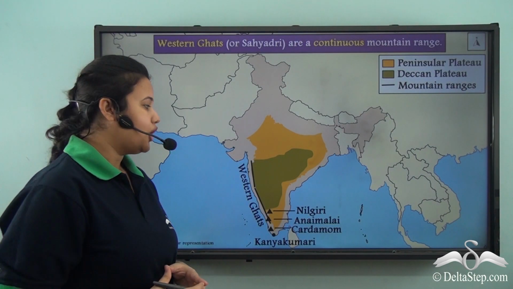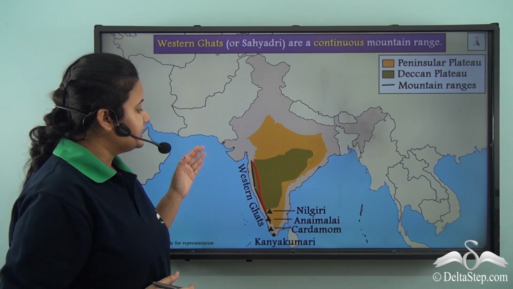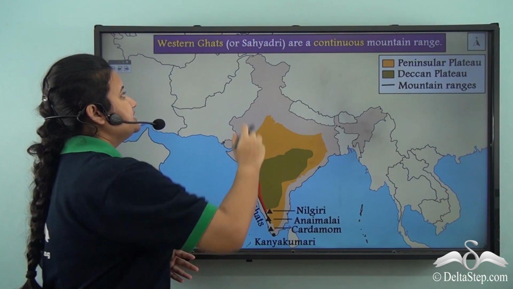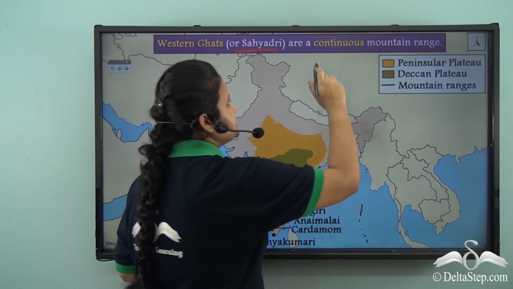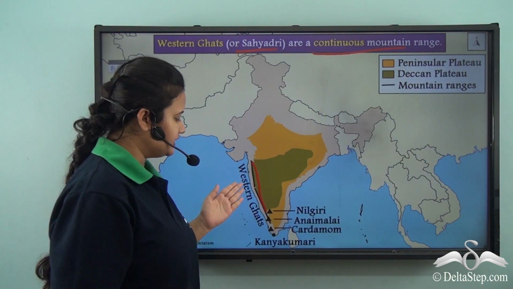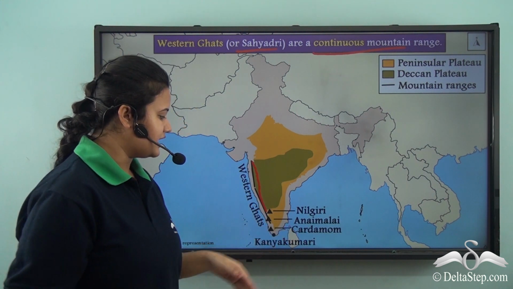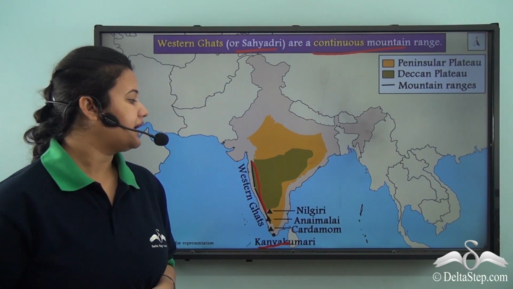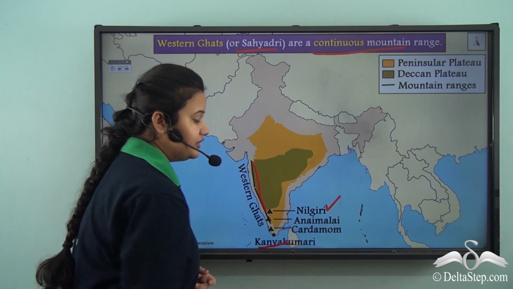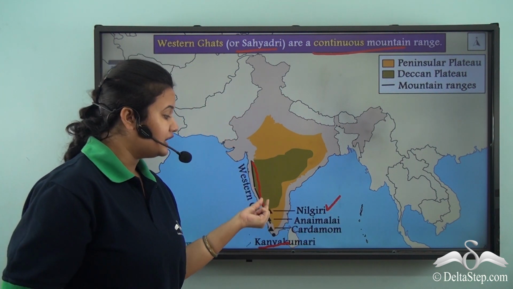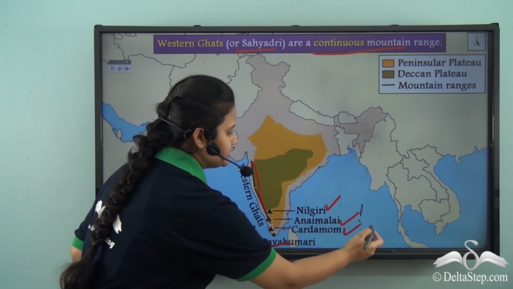Now as we know, Western Ghats forms the western boundary of Deccan Plateau. Another name for Western Ghats is Sahyadri. And Western Ghats is a continuous mountain range, as we can see here. That is, this range is mostly continuous and it extends up to Kanyakumari. Some of the important hills of Western Ghats are Nilgiri, where we know the Western and Eastern Ghats appear to meet, Anaimalai Hills and Cardamom Hills.